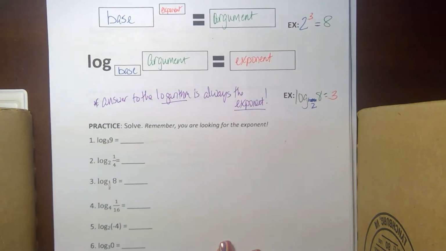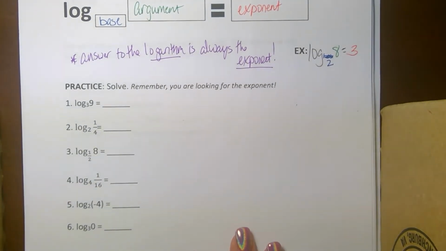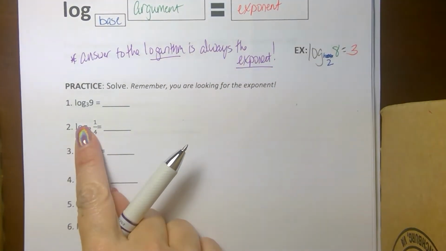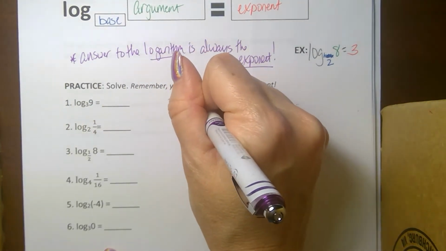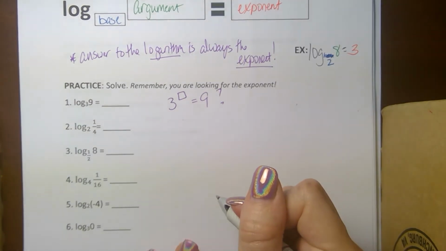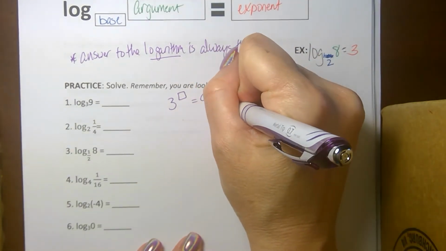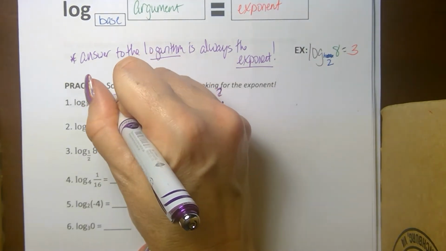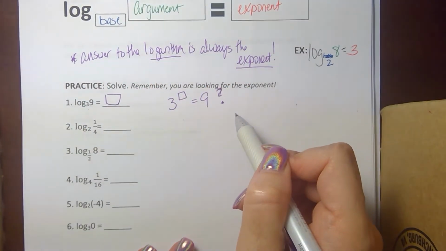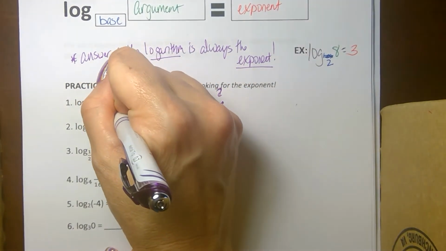All right, let's practice thinking through that question a few times. Log base 3 of 9. When I read that, I'm asking myself, what is the exponent of 3 that gives me 9? That's the question I'm being asked, because the answer is that exponent. What is the exponent of 3 that gives me 9? It's 2.